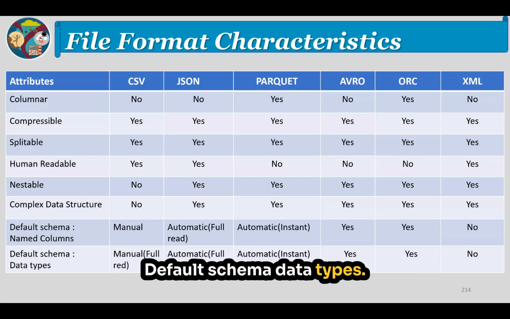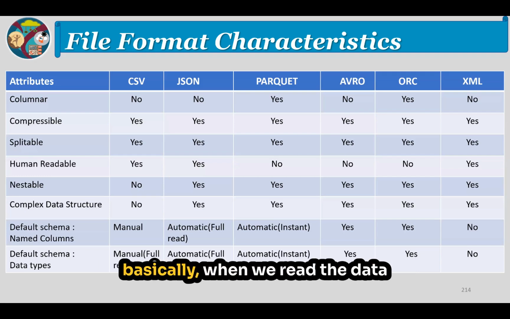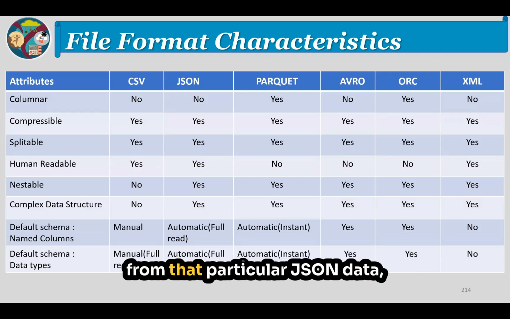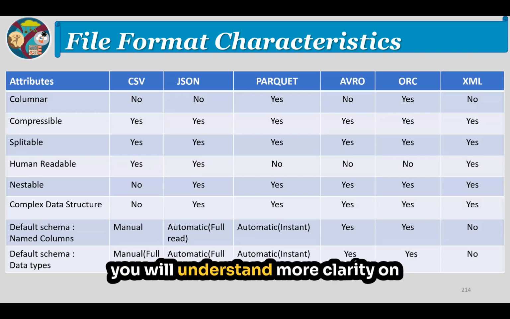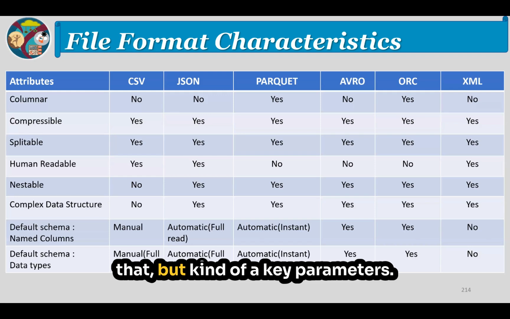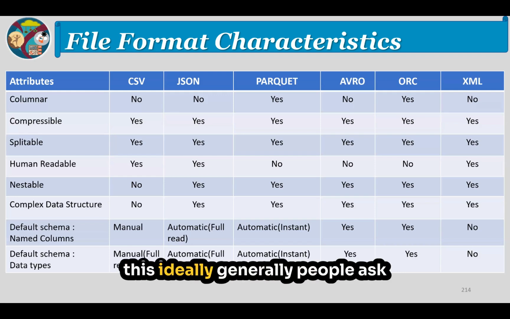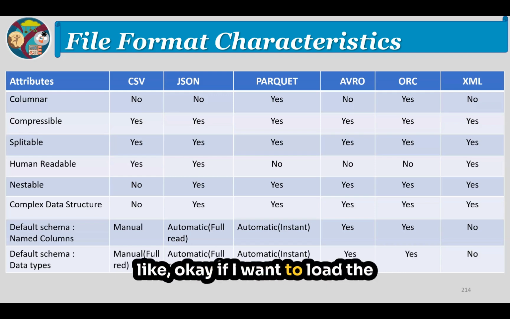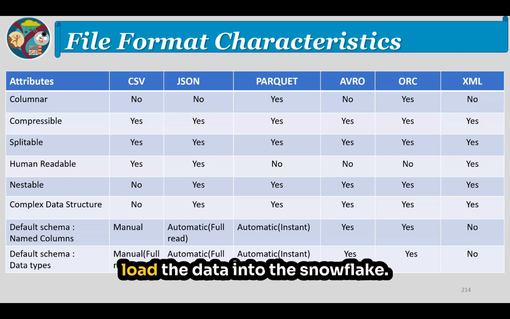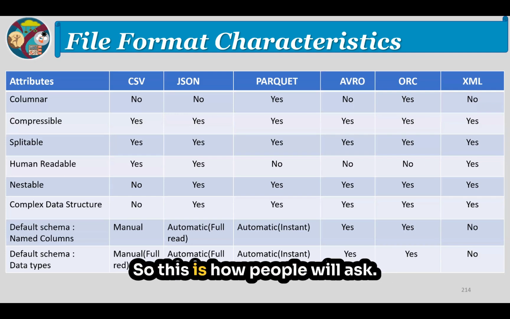Default schema data types also. You will understand these two components more clearly when we read the data from that JSON. But these are key parameters that very rarely people will touch. Generally people ask, okay, if I want to load semi-structured data, how can I load the data into Snowflake? This is how people will ask.